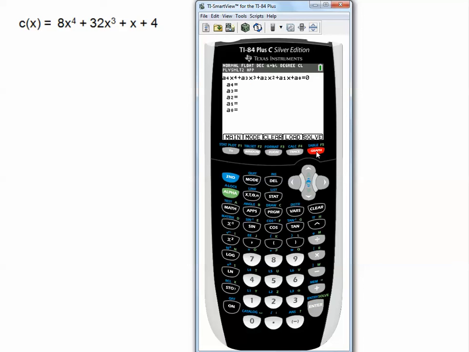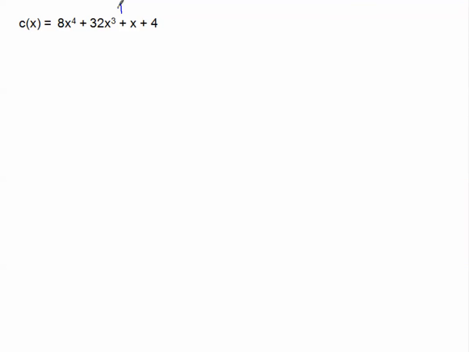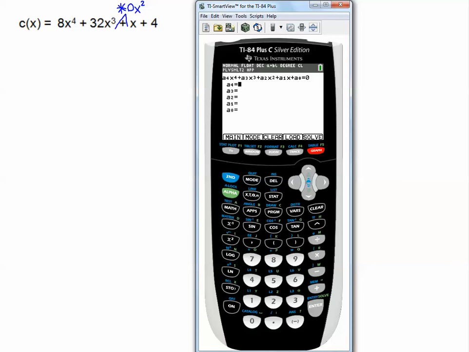I've got 8, and then 32, and then 1, and then 4. But I'm supposed to have 5 coefficients. So something must be missing here, and I see it. It's missing right here. There's a 0x squared that's missing, the quadratic term right there. So don't forget that. Don't forget the 0. So I've got my 8, and then my 32, and then my 0, and then the next coefficient is 1, and then 4. Okay, that's better. I have them all.